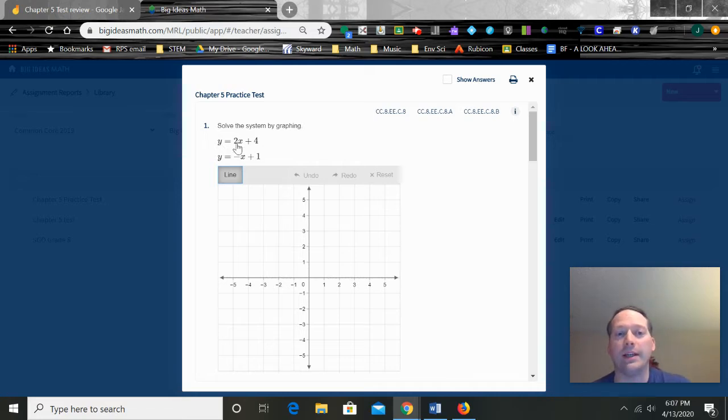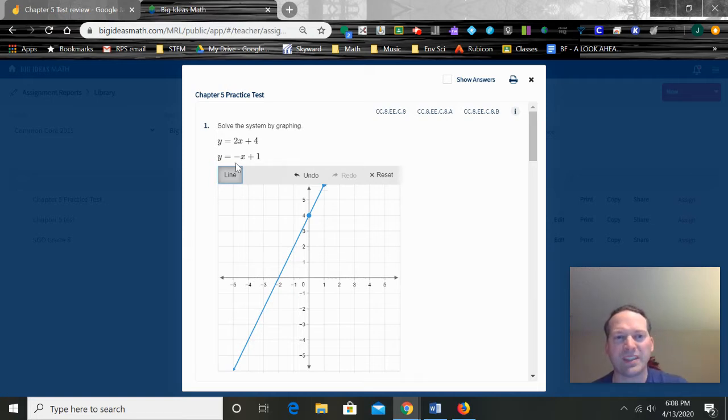So what we do is, okay, so 2x plus 4. So we know my y-intercept of the first equation is 4. So I go ahead and I put my dot at 4. And my slope is 2. So remember, a slope of 2 means it's up 2 to the right 1. So I move to the right 1 and up 2, or up 2 over the right 1. Doesn't matter which way you do it. Click that in, and it automatically forms the line for you.